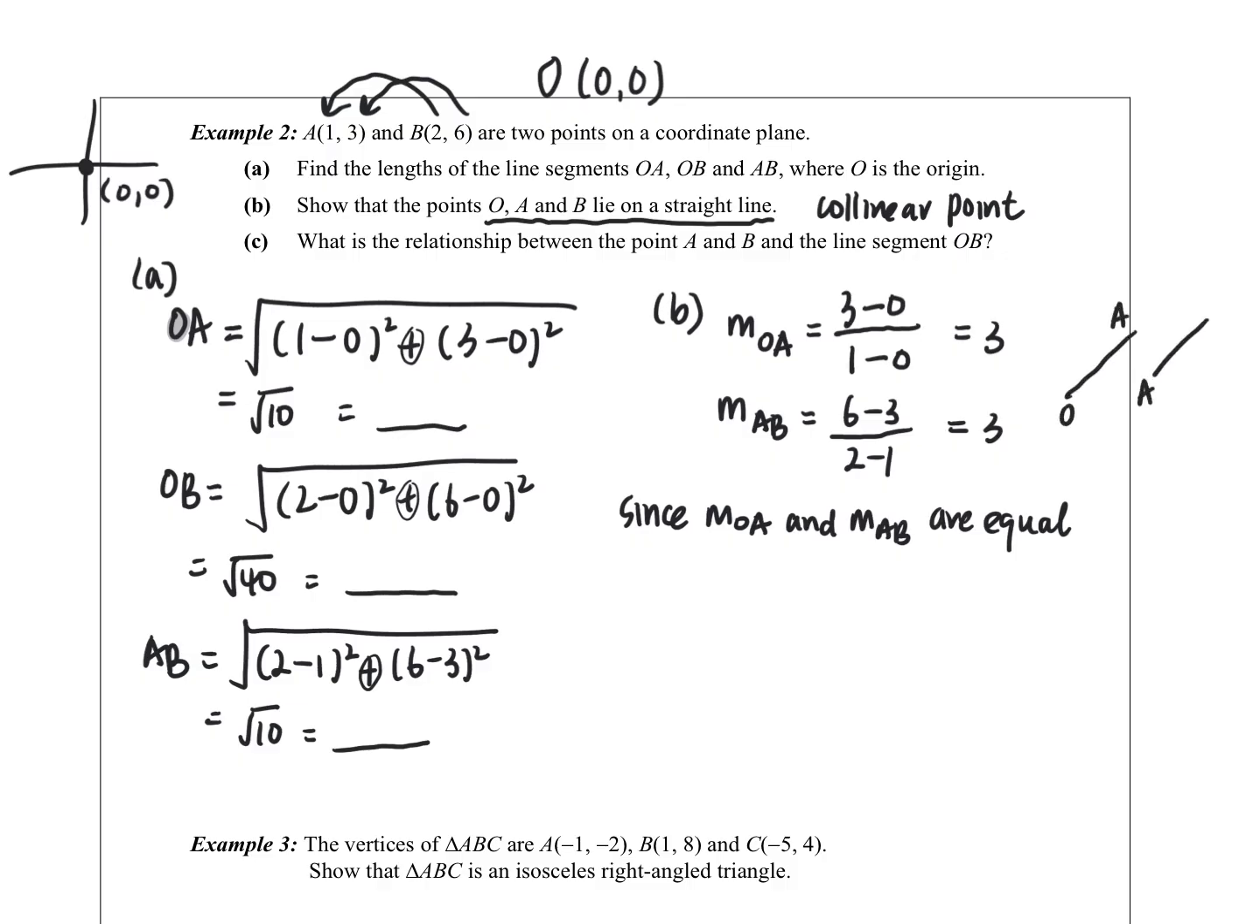Not yet, not yet. I can't say that they are the same line when they have equal gradient. What can I say when two lines have the same gradient? They are parallel. So you can tell me OA is parallel to AB. Correct.